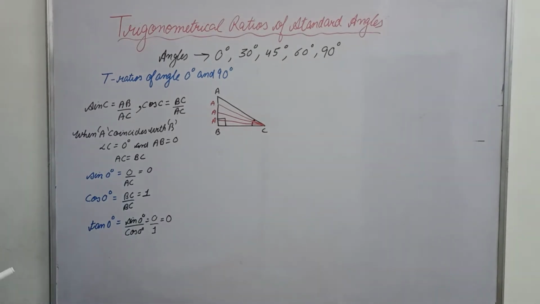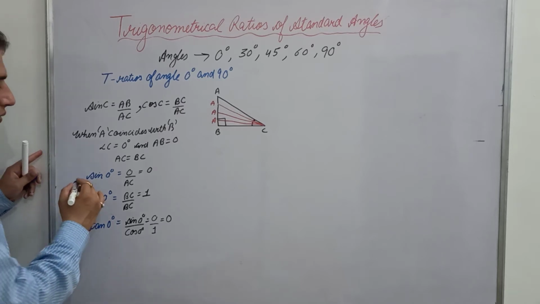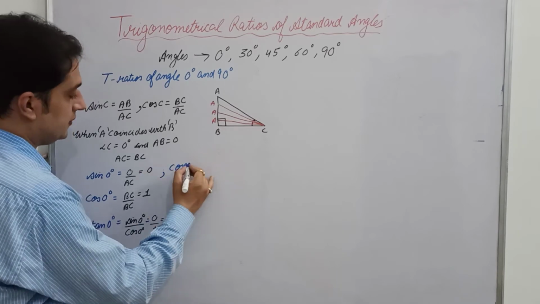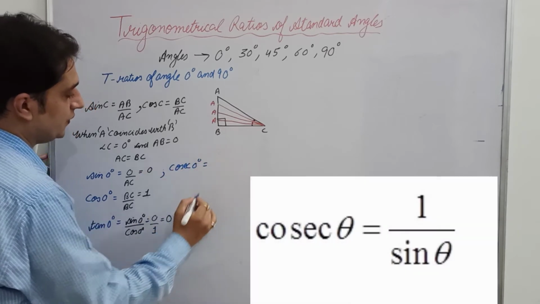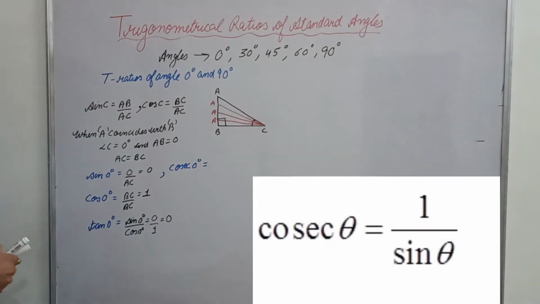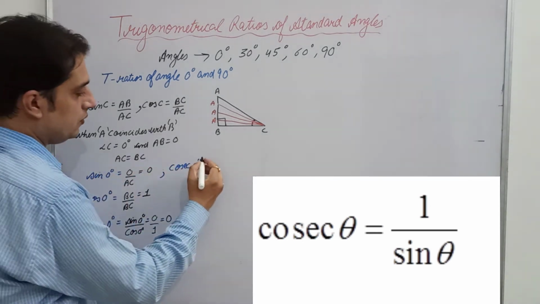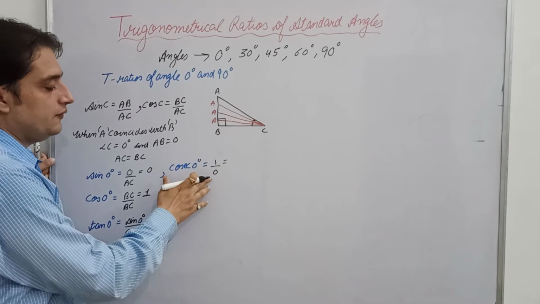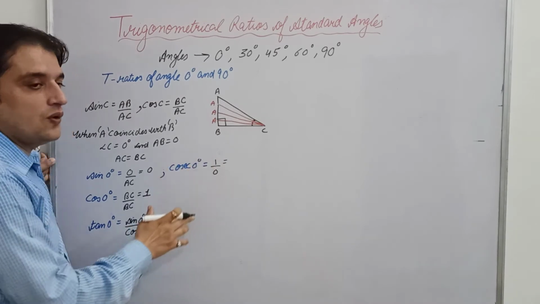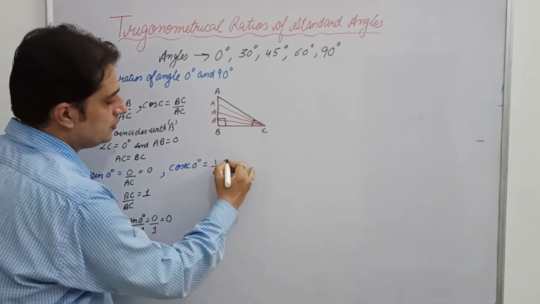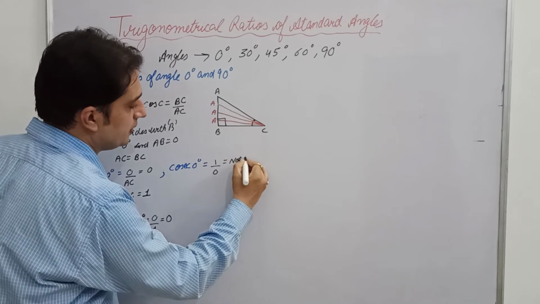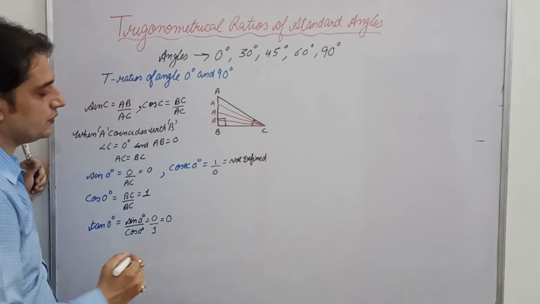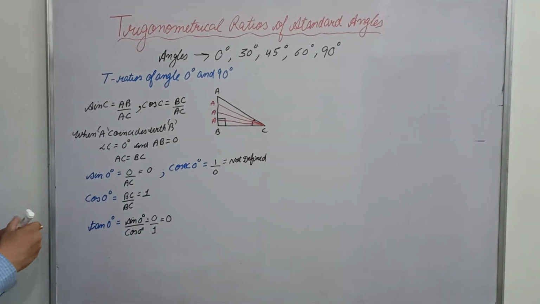Similarly, you can find the value of their reciprocals. For the reciprocal, that is cosecant 0, just take the reciprocal. So what is the reciprocal of 0? That is 1 by 0. Division of any non-zero number by 0 is not defined. So this T ratio is not defined for angle 0 degree. Right.